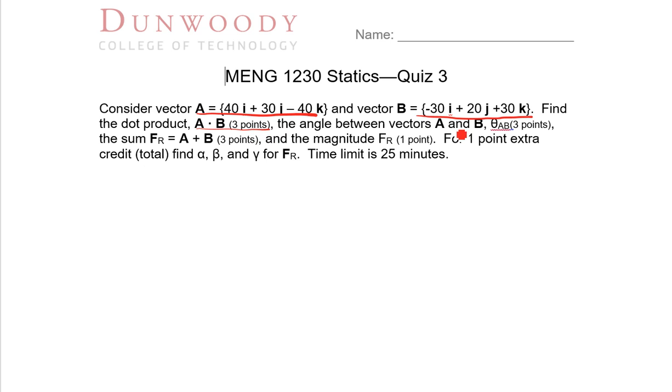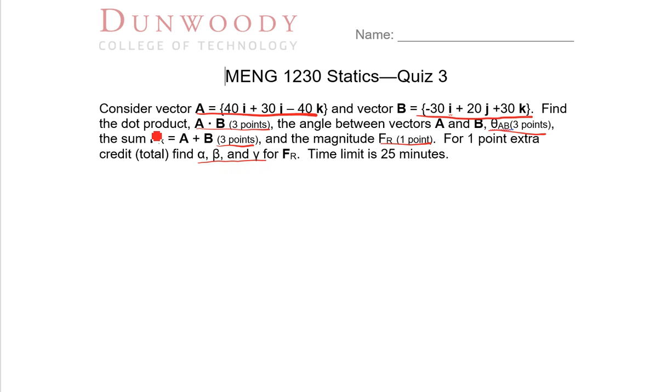That gets us 3 points. The angle between the vectors A and B, which I'm calling theta AB, gets us another 3 points. Adding vectors A and B, and then the magnitude of that resultant. And then, as a total, a little extra credit if you had time, you could find the coordinate direction angles alpha, beta, and gamma for our resultant vector.